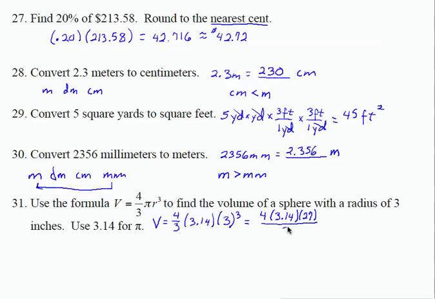Then I'm going to divide that result by 3. So if I multiply the numbers in the numerator, I get 339.12. If I divide that then by 3, I get a final result of 113.04. I need to include correct units, which would be cubic inches.